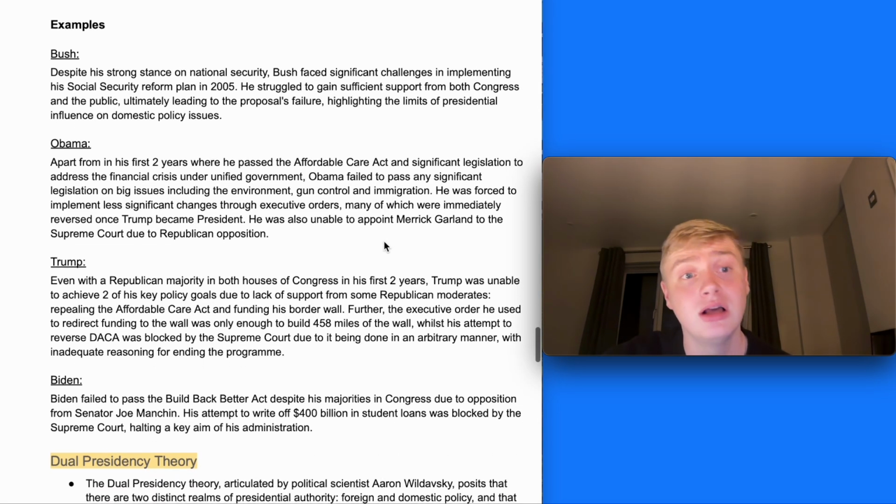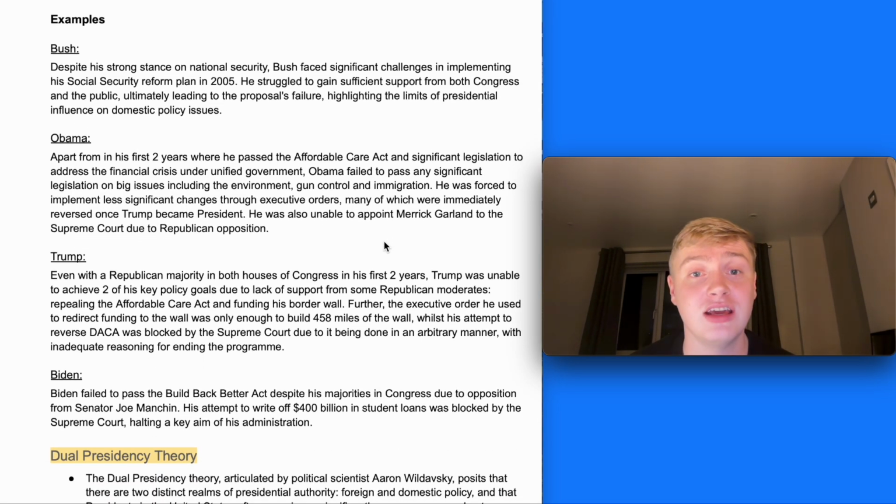In terms of Bush, despite his strong stance on national security, he faced significant challenges in implementing his social security reform plan in 2005. He failed to gain sufficient support from both Congress and the public, ultimately leading to the proposal's failure.